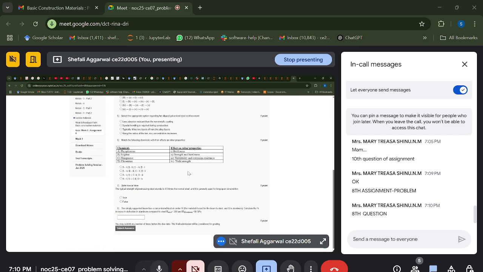Eighth question. The simply supported beam has a concentrated load at center W. The material A used for the beam is steel and B is aluminium. Calculate the percentage increase in deflection in aluminium compared to steel.